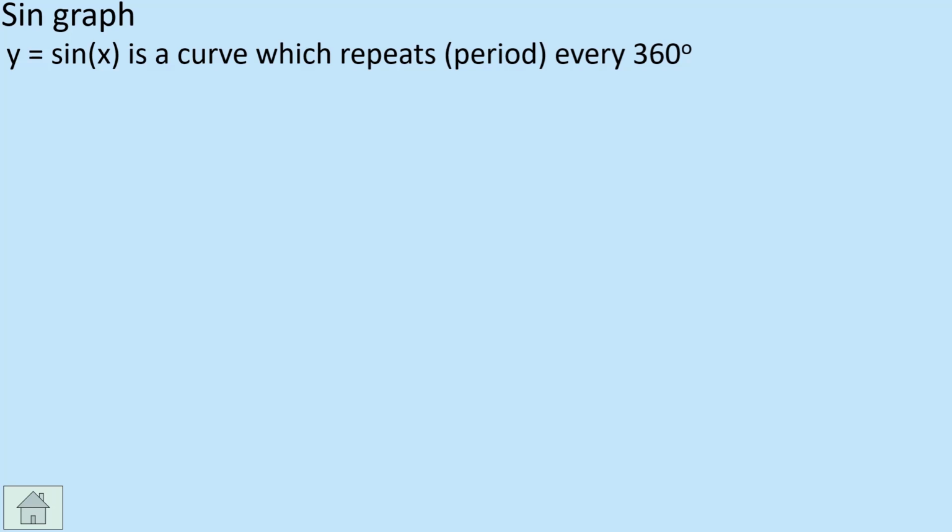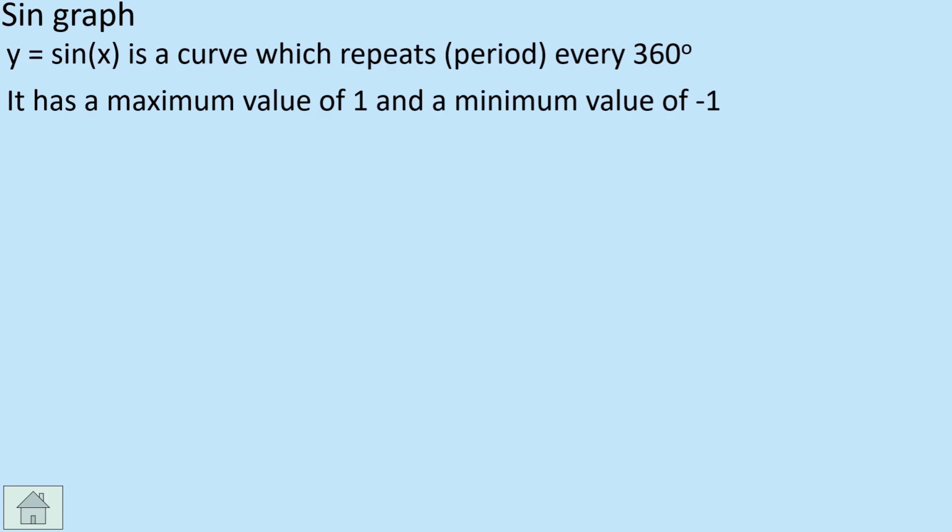So first thing you need to know is it repeats every 360 degrees. It's going to go up and down, and it's going to be the same every 360. It will have a maximum value of 1 and a minimum value of minus 1. And by all means, if you want to test this with your calculator, put a sine of a number in there and see what you get. All you're going to get is a value which goes between 1 and minus 1. Guarantee it, there's nothing in between.